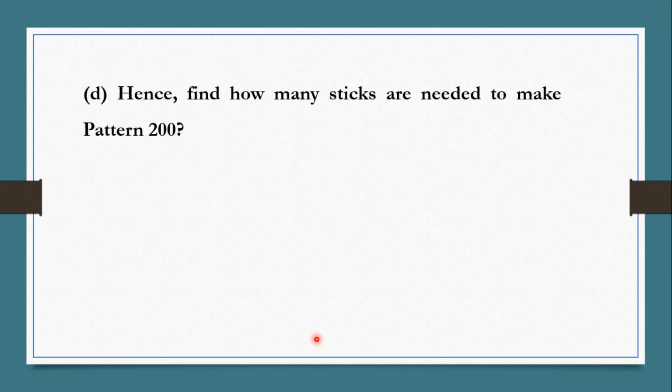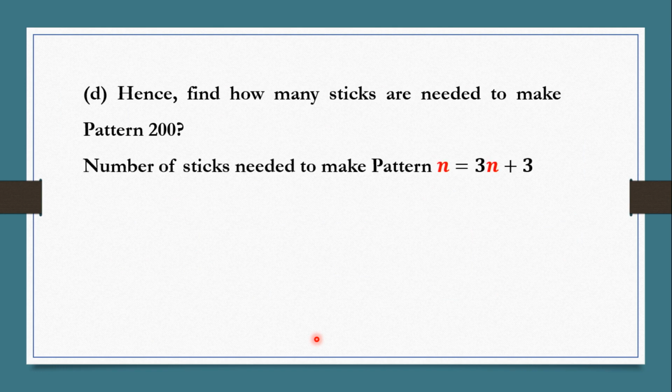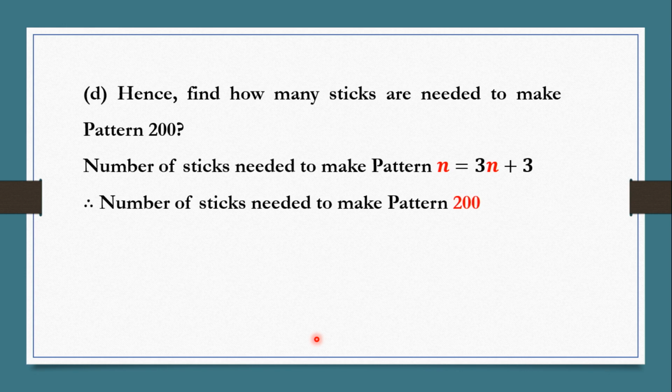Now, part D. Hence, find how many sticks are needed to make pattern 200. So, the number of sticks needed to make pattern n is 3n plus 3. Now, to make pattern 200, it will be 3 times 200 plus 3, which is 603.